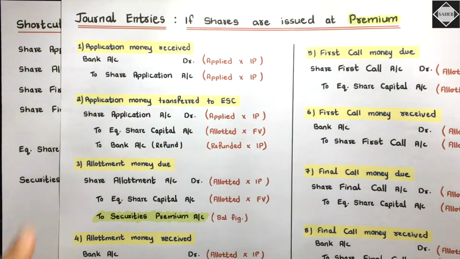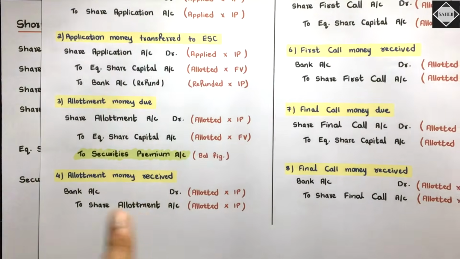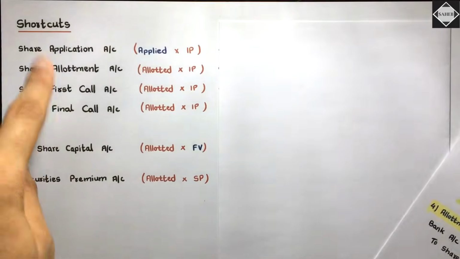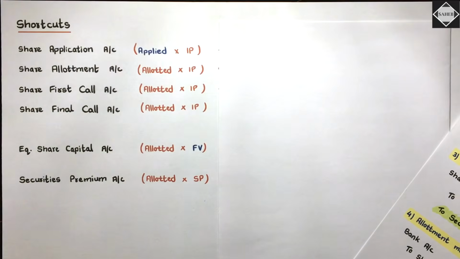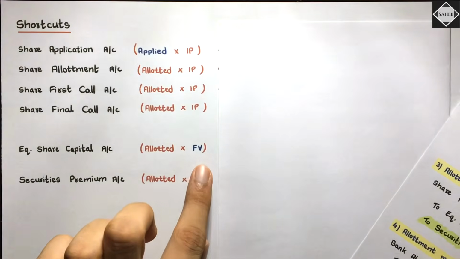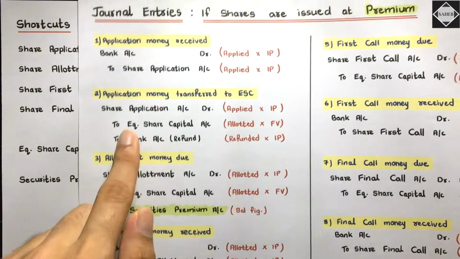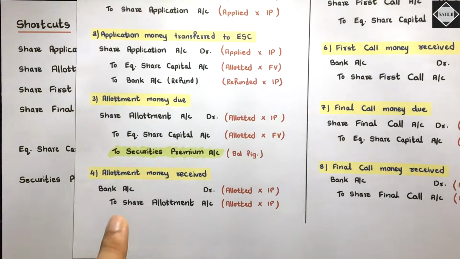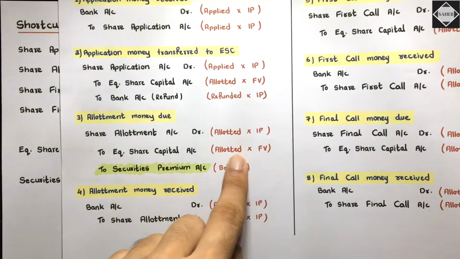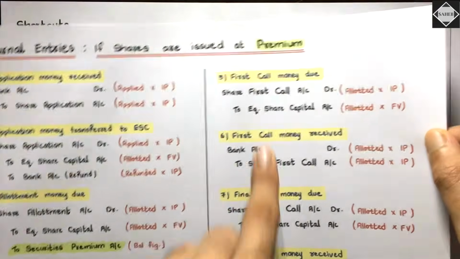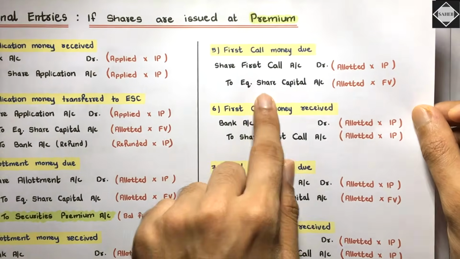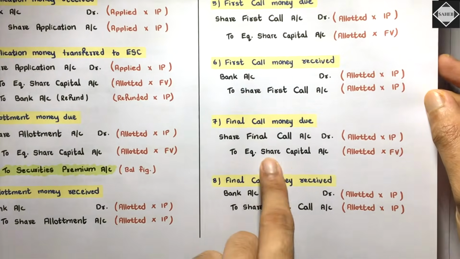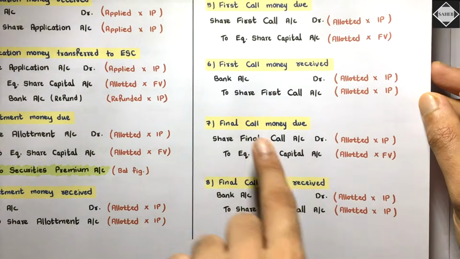For share allotment, allotted into IP. For first call, allotted into IP. For final call, allotted into IP. You understand? For equity share capital, it is really simple. Always allotted shares into face value. In the application part, equity share capital is allotted into face value. Here also the same thing: in the allotment part, equity share capital is allotted into face value. In first call, share capital, what did we take? Allotted into face value part of first call. The same with the final call also: allotted into face value part of final call.